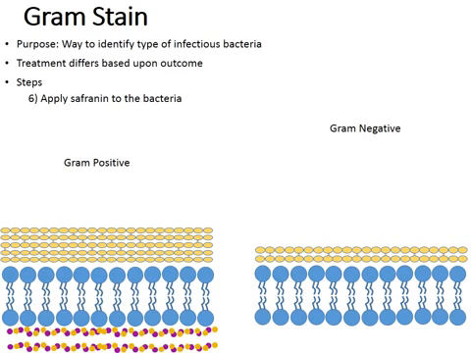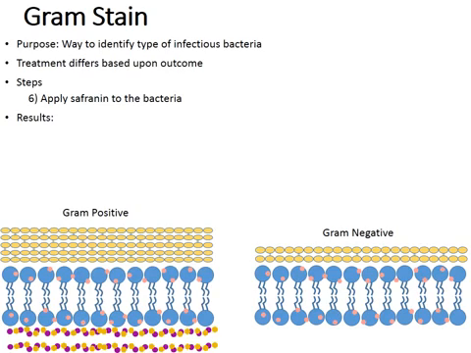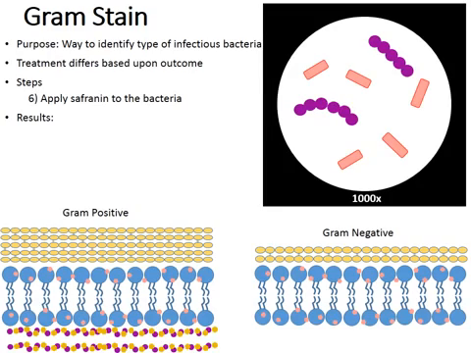So the next step is to apply a reddish colored molecule, a dye called safranin. And so here's safranin being added, and what happens is the red pinkish safranin molecules pass through the cell wall and actually bind with the lipids of the phospholipid bilayer. And so now we can actually see the results of a gram stain underneath the microscope. Underneath the microscope, the results appear, the gram-positive appear purple in color.